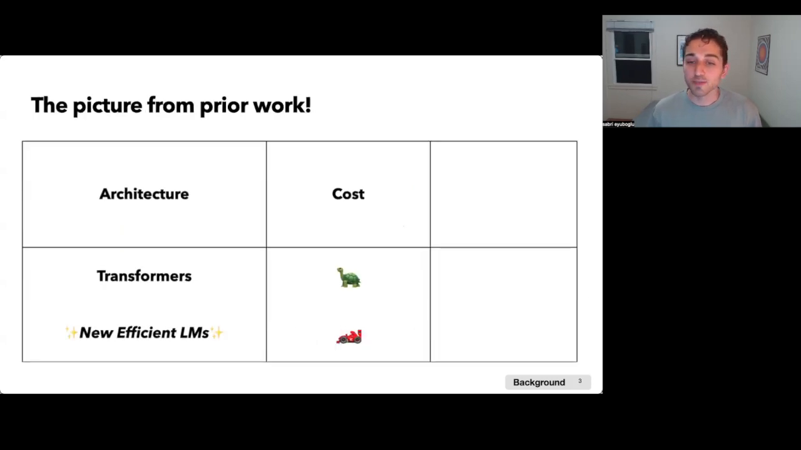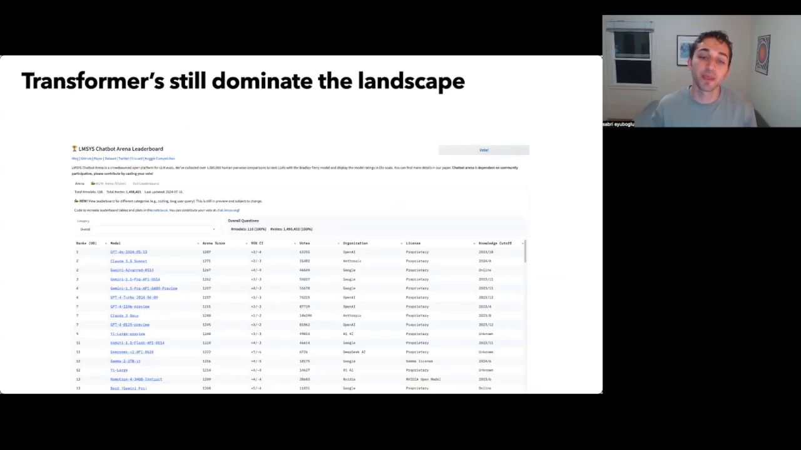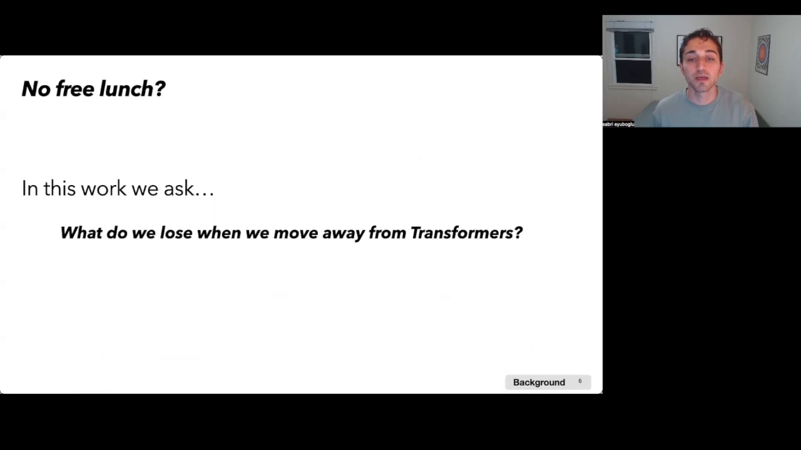Taken all together, these works paint a pretty clear picture. There exists a class of efficient language model architectures that are far faster and cheaper to run than transformers, and importantly, that seem to generate text that's just as high quality as the text generated by a transformer. And yet, despite all these really promising results, the organizations training the largest and strongest language models are sticking with the transformer architecture for now.